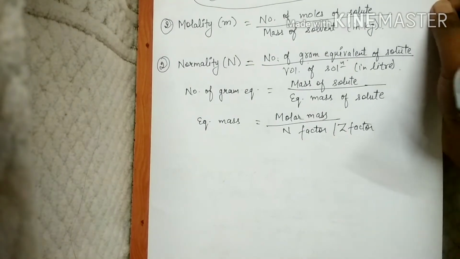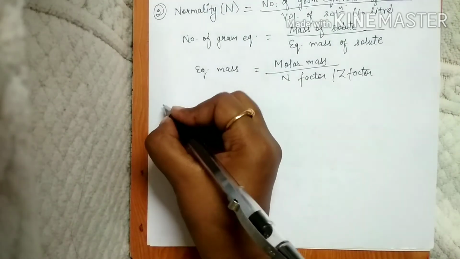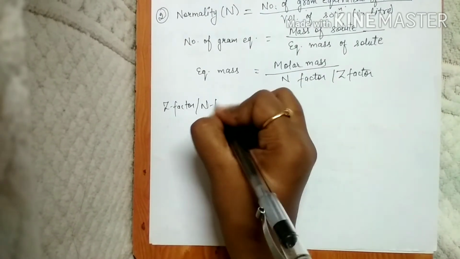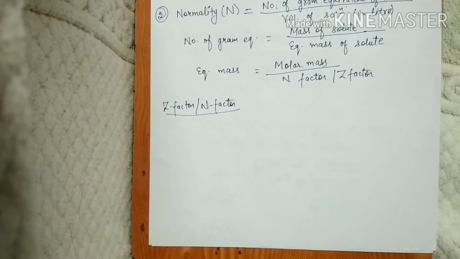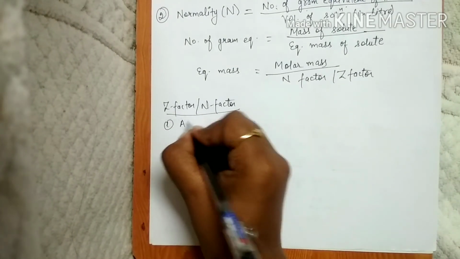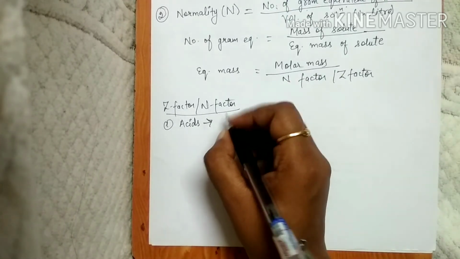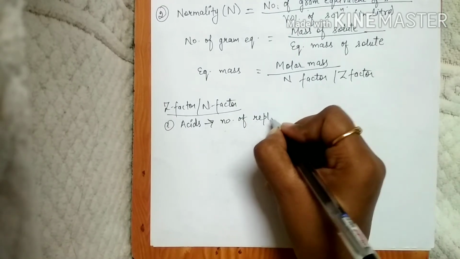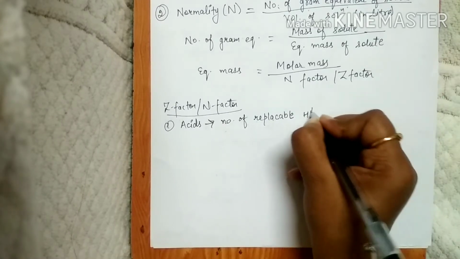Now what is this z factor or n factor? Now we are going to define this. Your z factor or n factor differs in the case of different types of substances. For example, if you are using acids, then your z factor is the number of replaceable H positive ions.